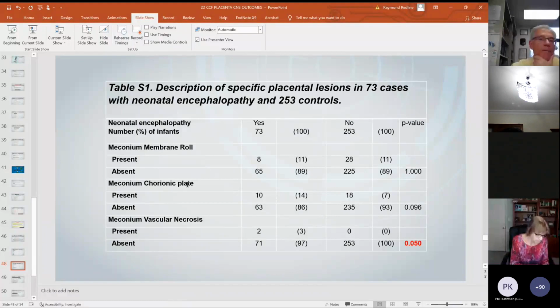When you had macrophages throughout the chorionic plate, but there was no necrosis of the vessels, there was a trend toward an association with neonatal encephalopathy. But when you had actual necrosis of the vessels, which was again quite rare in this population, it still achieved borderline significance.